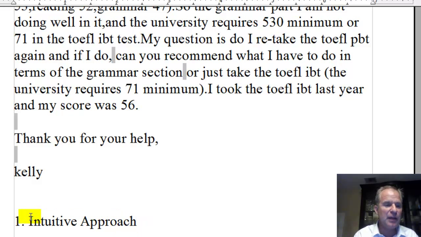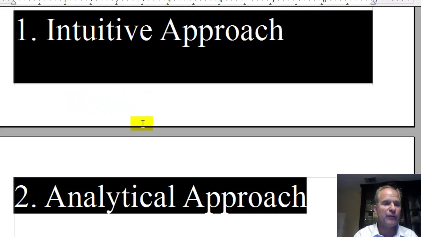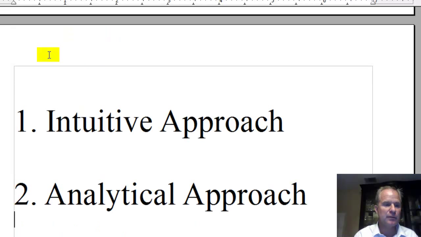Now, keeping in mind these two ideas, let me make them a little bit bigger here. Can you see that? Is that better? See this? These are the two strategies for the TOEFL IBT.